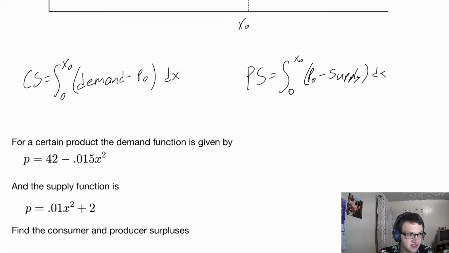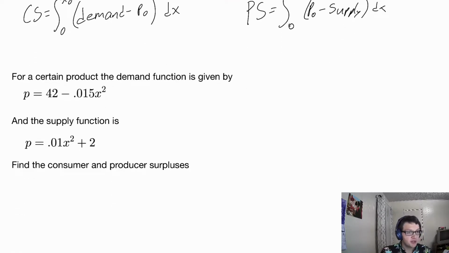Okay, so let's take a look in action. For a certain product, the demand function is given by p equals 42 minus 0.015 x squared. And the supply function is p equals 0.01 x squared plus 2. And we want to find the consumer and producer surpluses. So step 1 is we need to find this point x naught, p naught.